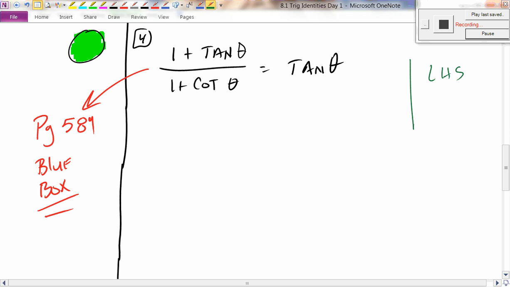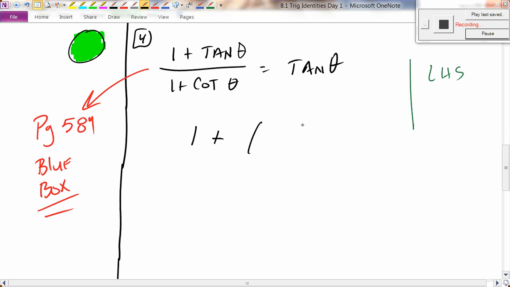Make it a single fraction. Try and get that fraction to be a single fraction. Okay, let's turn everything in terms of sines and cosines. So we're going to do that too. So let's do this. 1 plus tangent in terms of sine and cosine.